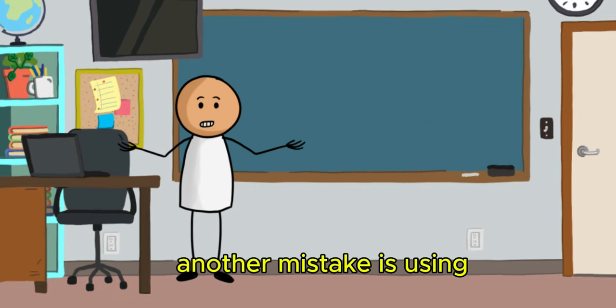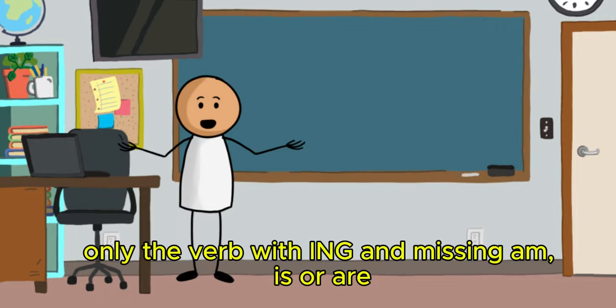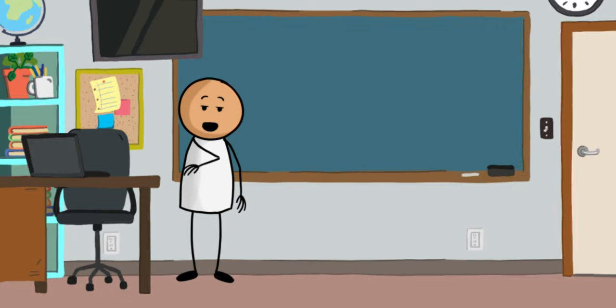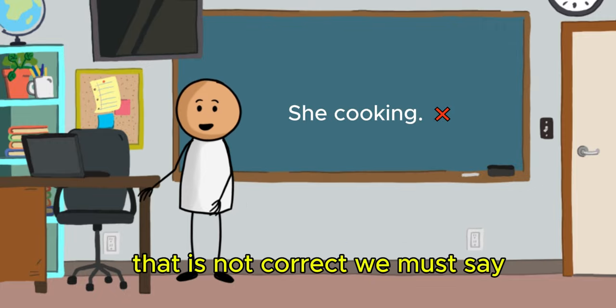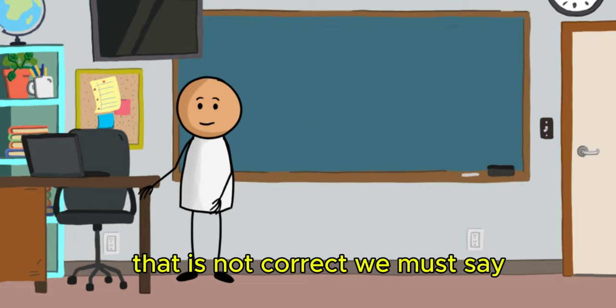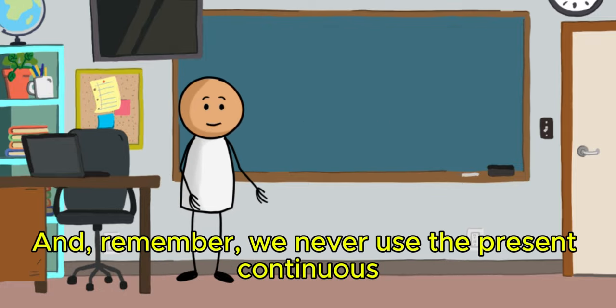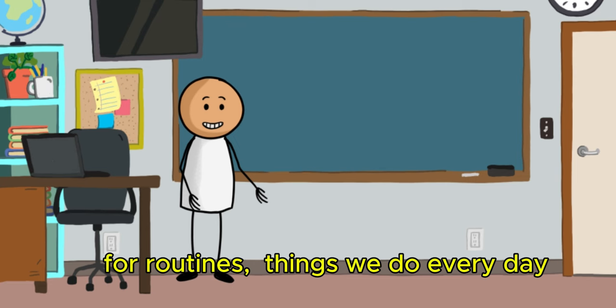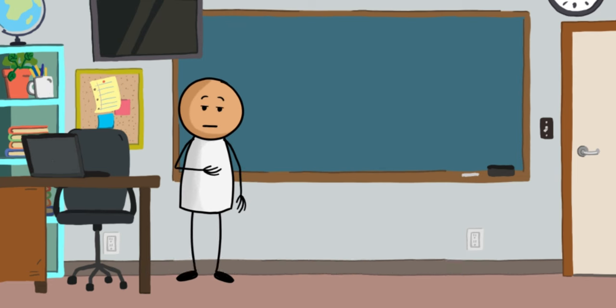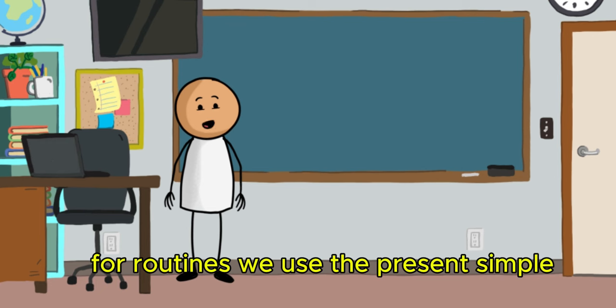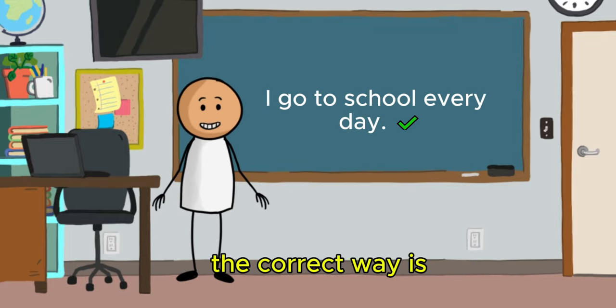Another mistake is using only the verb with ing and missing am, is, or are. For example, she cooking. That is not correct. We must say, she is cooking, and, remember, we never use the present continuous for routines, things we do every day. So, this sentence is wrong, I am going to school every day. For routines, we use the present simple. The correct way is, I go to school every day.